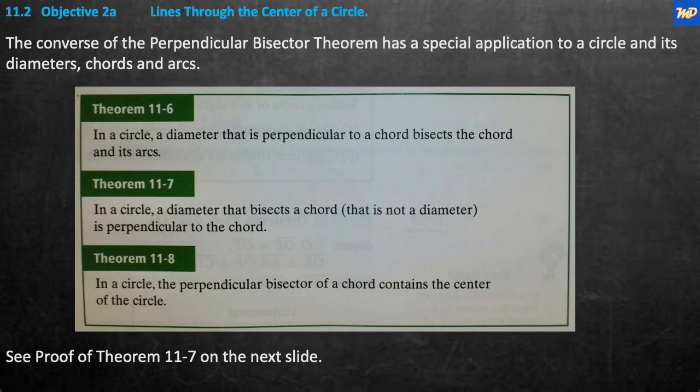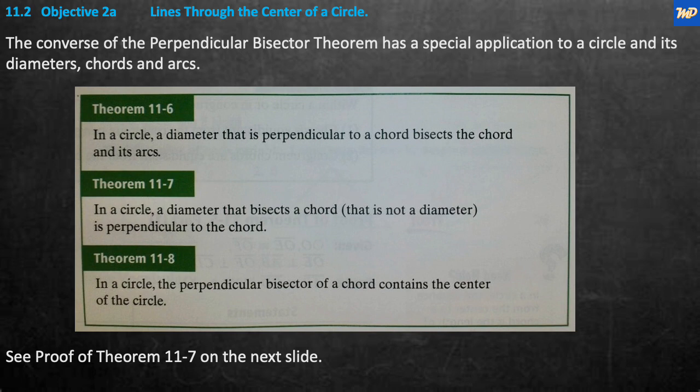Okay, objective 2a. Objective 2 is going to have 2 slides: lines through the center of a circle. The converse of the perpendicular bisector theorem has a special application to a circle and its diameters, chords, and arcs. So let's look at theorems 11.6, 11.7, and 11.8. 11.6 says, in a circle, a diameter that is perpendicular to a chord bisects the chord and its arcs. So if it's perpendicular, it's bisecting the chord and the arc associated with it.